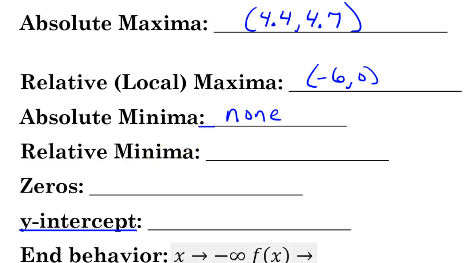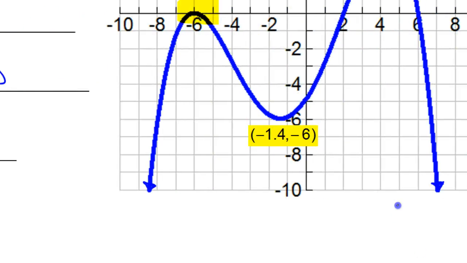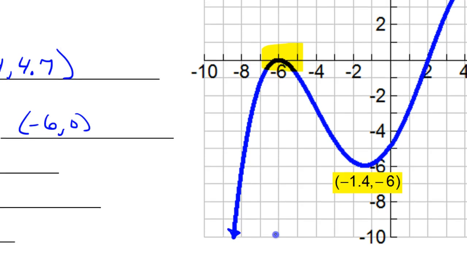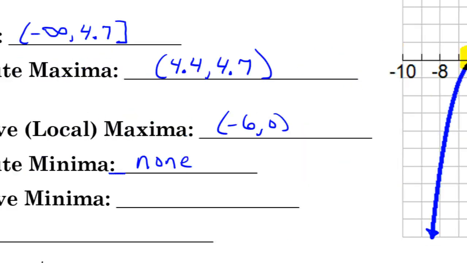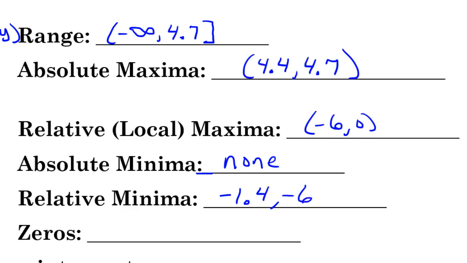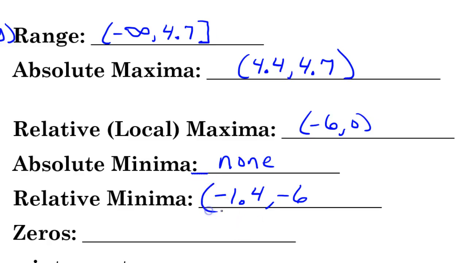What about relative minimum, relative minima? Okay, see the bottom of this little hill right here? This is a relative minimum. It's not the absolute minimum because the graph goes lower than this, but it's the bottom of this little valley. So negative 1.4, negative 6. Okay, so this is an ordered pair. If you want, for this, you could just put negative 6.